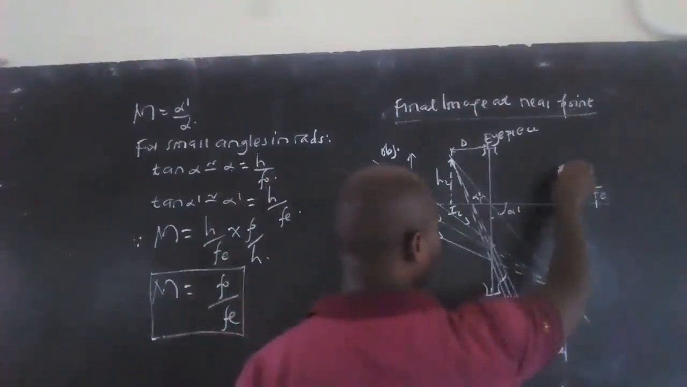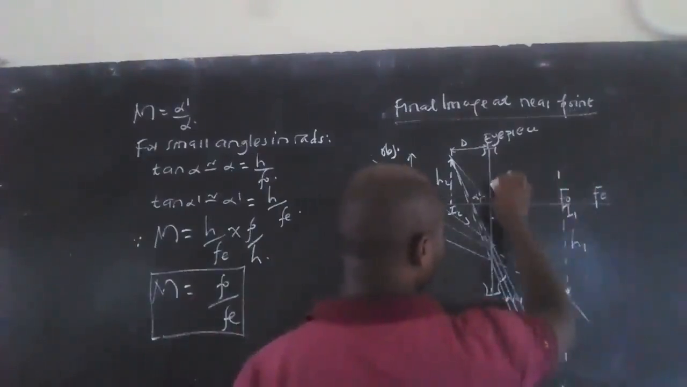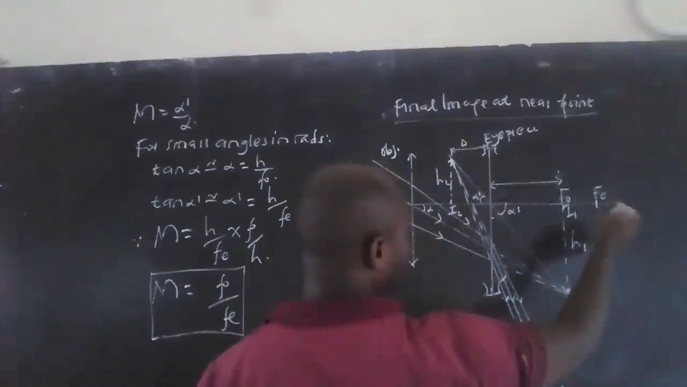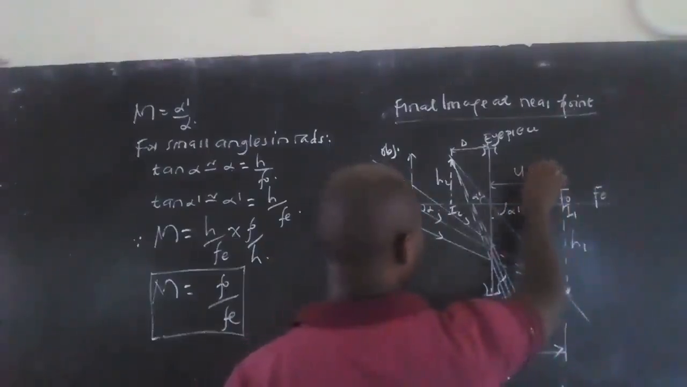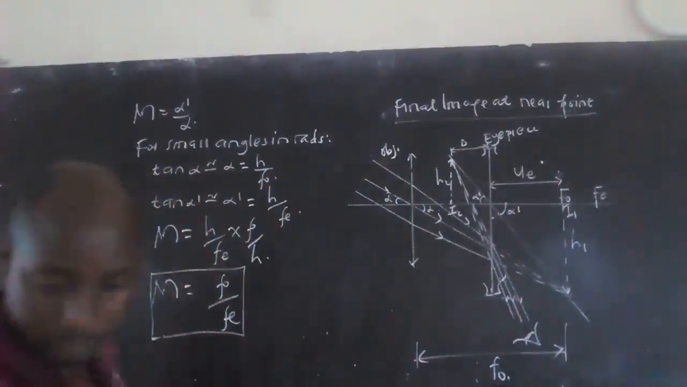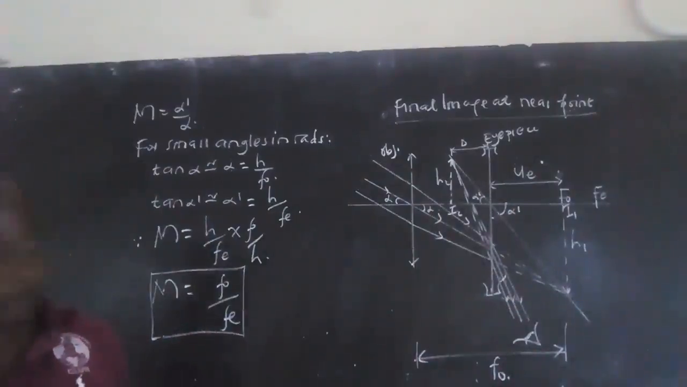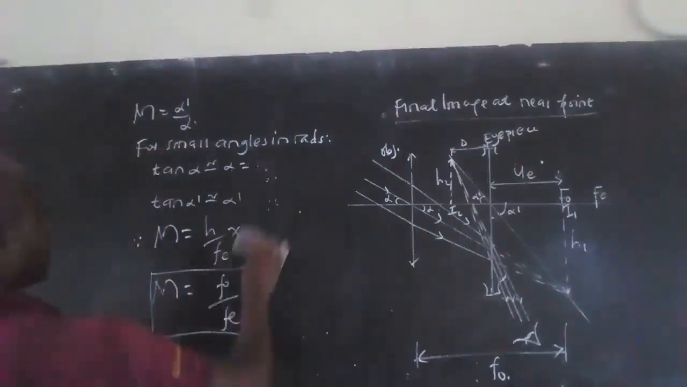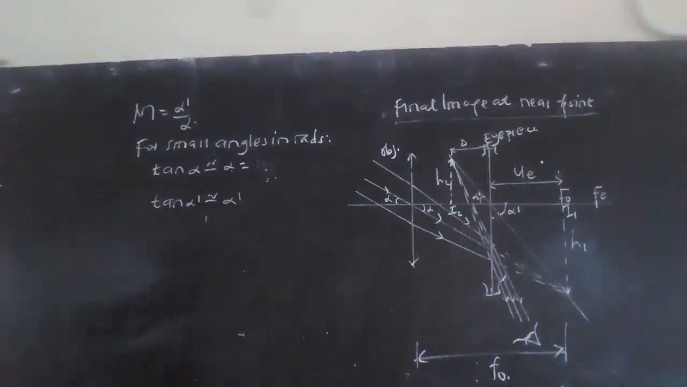Then from here up to here, this will become our U. So we get magnification equals alpha prime over alpha for small angles in radians. So we start from there.